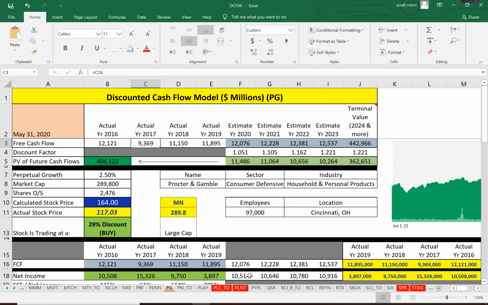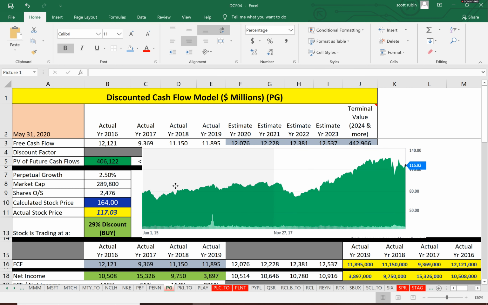So we estimated the future free cash flows in the model up here, 4 years of estimation. Then we did a terminal value, which is all years after year 4. Then we discounted those numbers back to today, and the value of the company is $406 billion. And when you divide that by 2.5 billion shares, you get a stock price of 164 compared to the actual stock price of 117. So it's trading at a discount, so it's considered a buy according to the model.